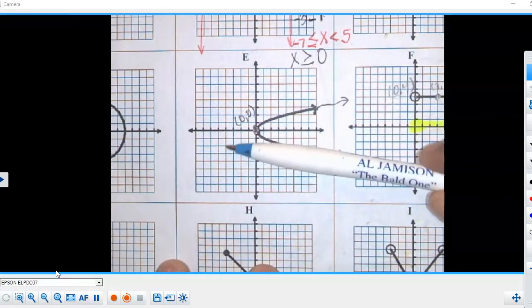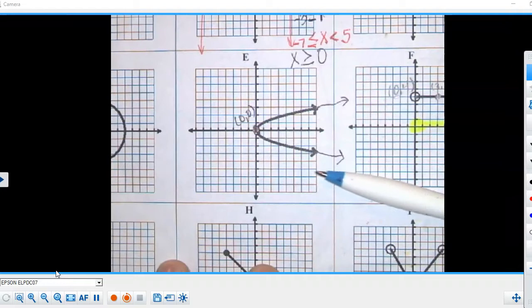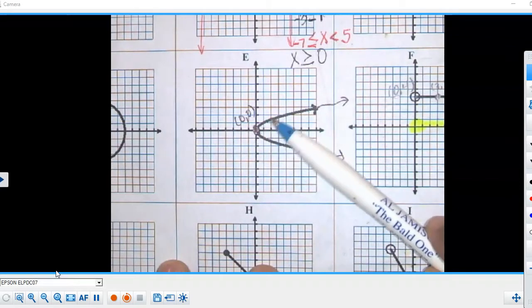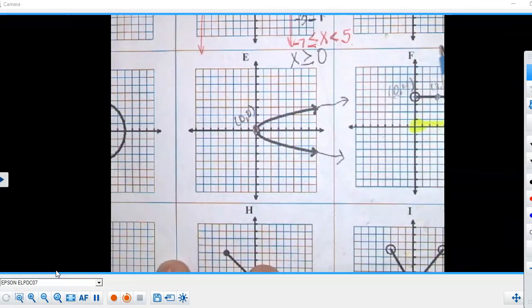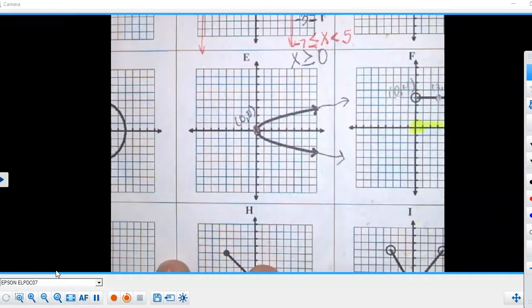Well, here's the deal. This function, again, is just going to keep going. So look, see? A bunch of negative numbers, no stop to it. It's going to keep going this way, a bunch of positive numbers. So the range is all real numbers. My y can be anything.